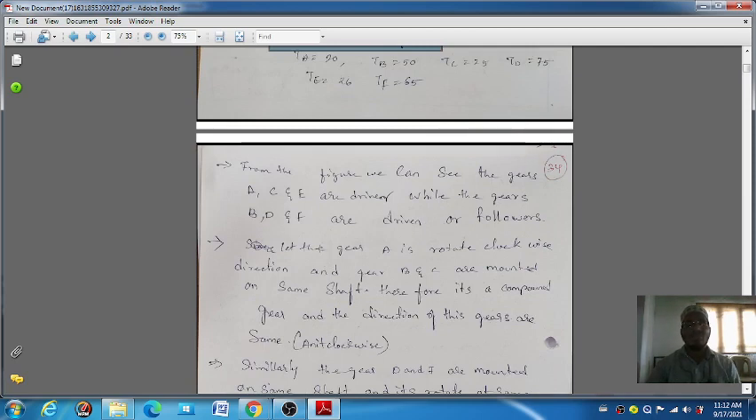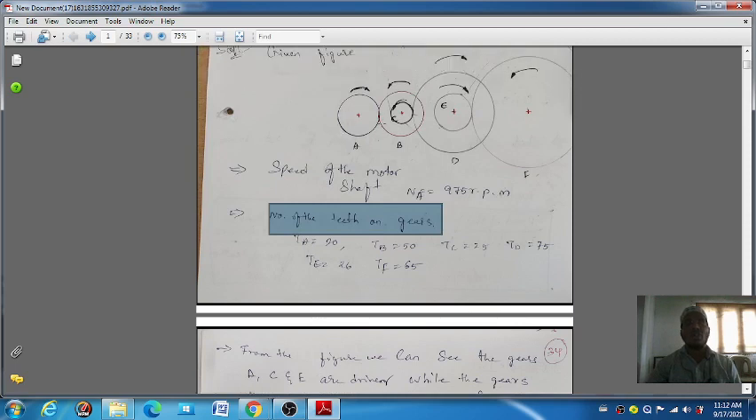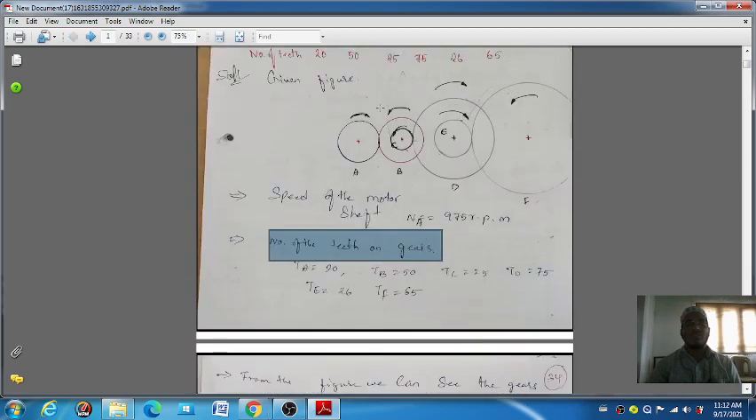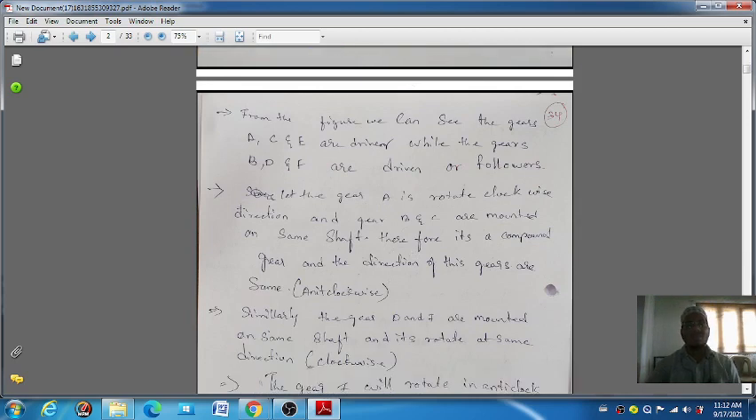Next we have to suppose the gear A is moving in clockwise direction. So here we are supposing the gear A is rotated clockwise and the gears B, C, D are mounted on the same shaft. We know that already because we are seeing here that gears B and C are mounted on the same shaft, and gears E and D are mounted on the same shaft. Just we have to write this.